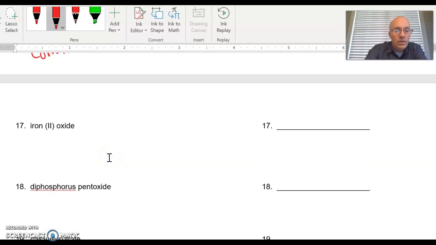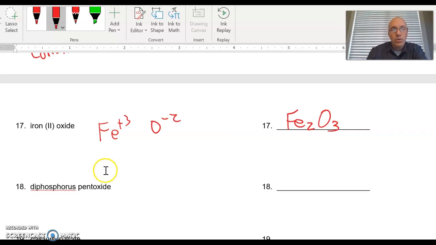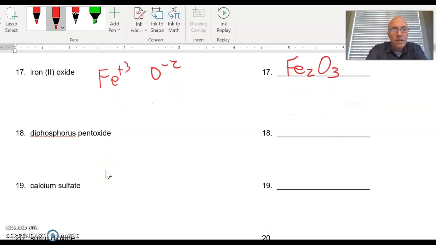All right. Iron 2 oxide, Fe+3, oxygen -2. To crisscross those, I get Fe2O3. A 2 to 3 ratio is fully simplified. Next, this is covalent, which means take a look at the prefixes. Phos versus P, 2 of those, and 5 of the oxygens.